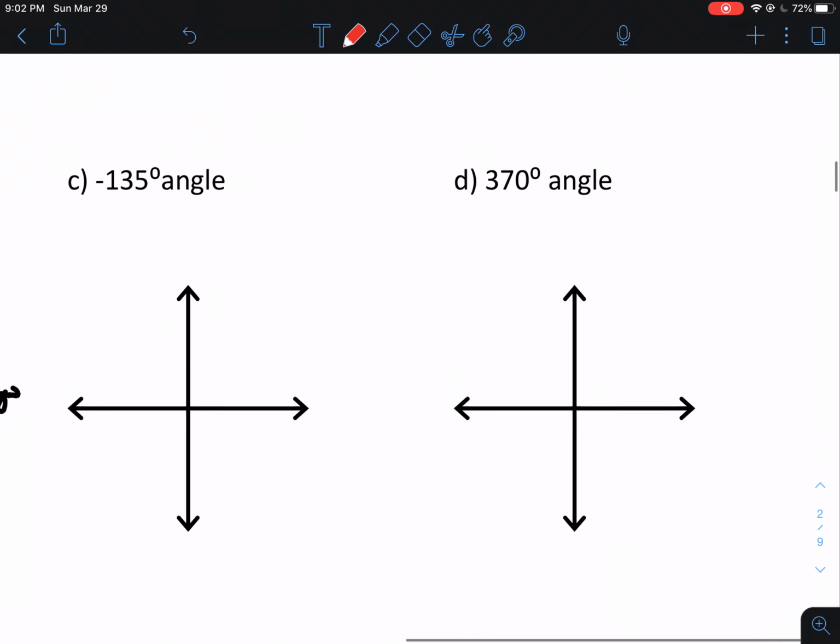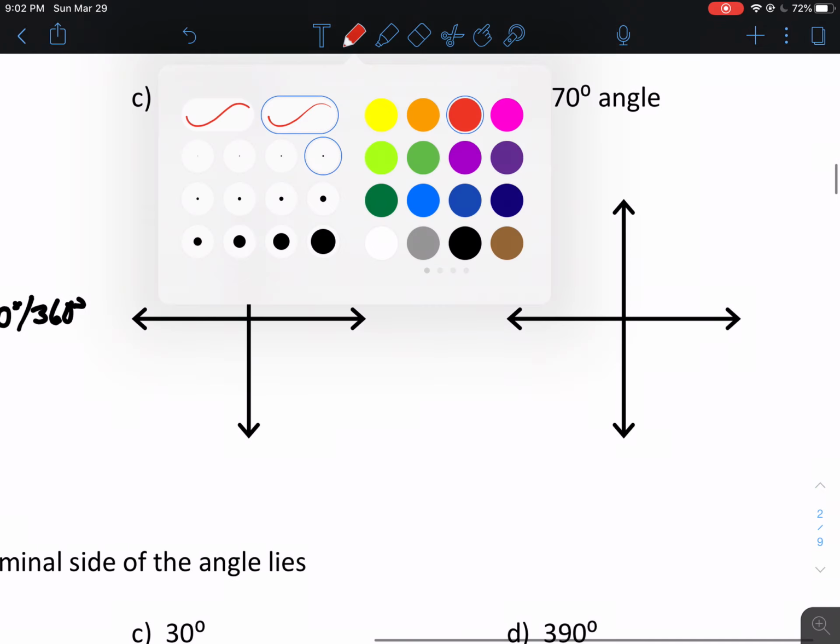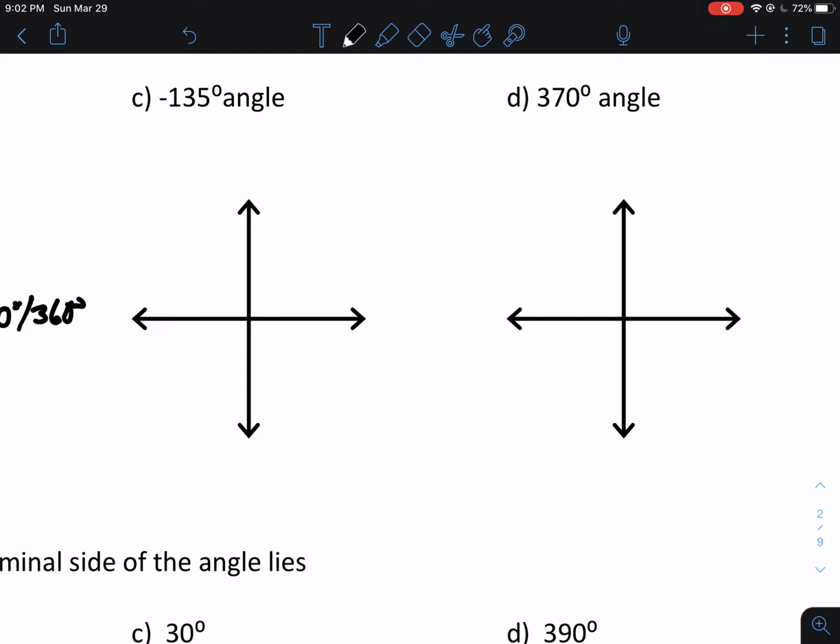Okay, I think we've got a couple more to look at. So for C, we actually get our first example of a negative angle. We're going to start it kind of the same way, but the difference is rather than going to 90 degrees up here, we're actually going to go clockwise since we're measuring it in a negative direction. And instead of being a positive 90 degrees, it's going to be negative 90 degrees. Then the rest are going to continue kind of the same way. So instead of being a positive 180 degrees, that would be negative 180, and then negative 270, all the way around to negative 360 degrees.